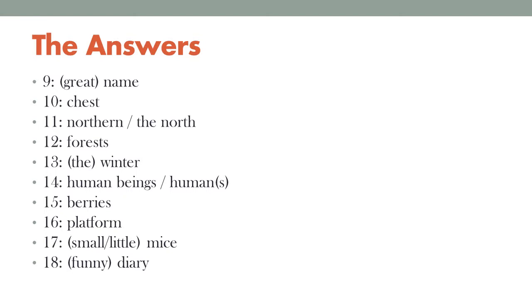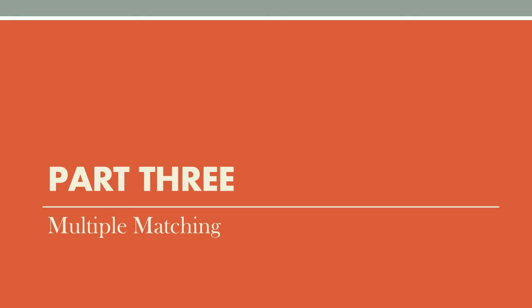Remember that the spelling is important, but go through and see if they match. If the word is in brackets, it suggests that you don't need this. For example, in number 9, you could write the word name or great name. Great alone is not enough. And if there is a slash, it shows that there are 2 possible options. You could write for number 11 northern or the north. Both are correct.